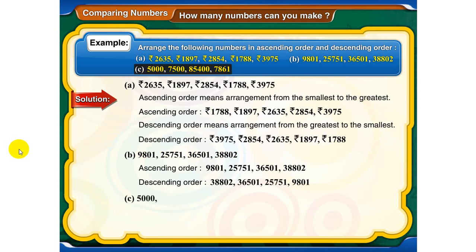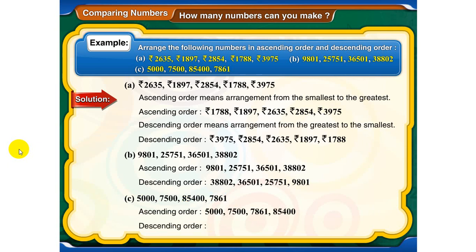C. 5,000, 7,500, 85,400, 7,861. Ascending order: 5,000, 7,500, 7,861, 85,400. Descending order: 85,400, 7,861, 7,500, 5,000.